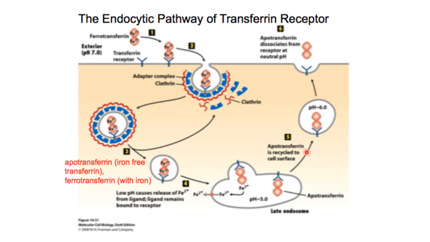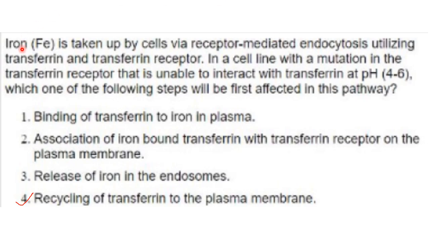Then this transferrin will be recycled to the surface. There it will dissociate from its receptor at pH 7, that is at neutral pH. So this is the receptor mediated endocytic pathway of transferrin receptor for iron import. Now coming to the question.